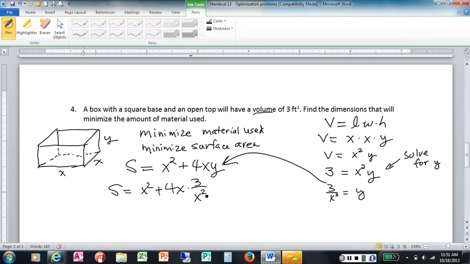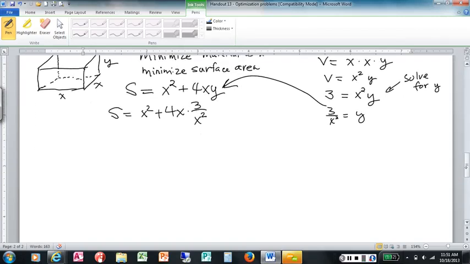So let's see. What are we going to do with that? Well, we can clean up the S here. S equals x squared plus, 4 times 3, so that would be 12. And then my x is going to cancel into the x squared and leave me an x in the denominator. So I get x squared plus 12 over x. Does that sound right? I believe that. Well, that's what I want to minimize.